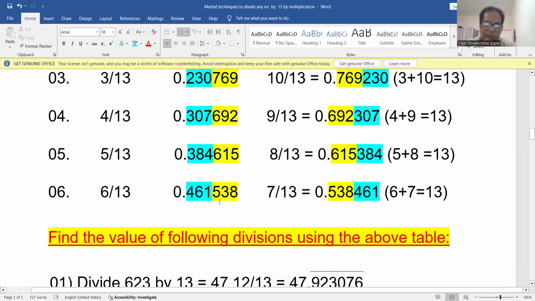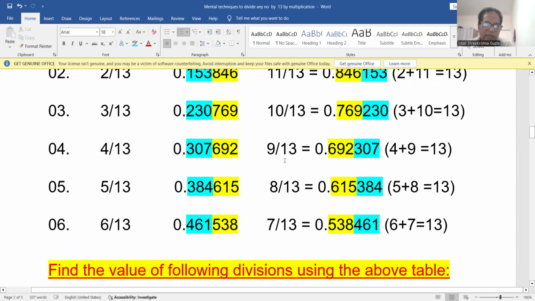Now I will reverse the number, because 6 plus 7 is 13. So for 7, my answer will be just the reverse of this number: 538461. In the same way for 8 by 13, it will be the reverse of the number for 5, because 5 plus 8 is 13. So it will be 0.615384. I have shown by shading the 3 sets of numbers in the same color. Here 615 was at the end; for 5 by 13 it comes in the front. So 615384. In the same way for 9 by 13, 9 plus 4 is 13.